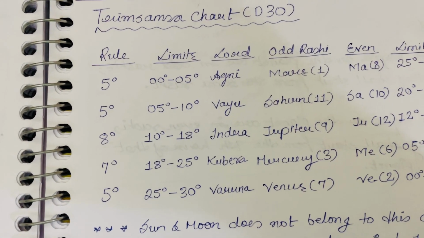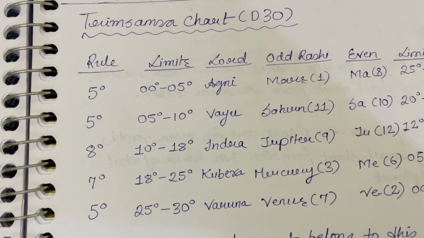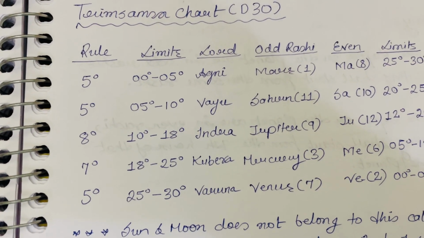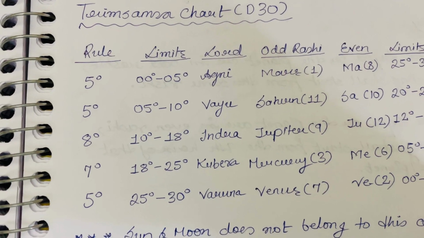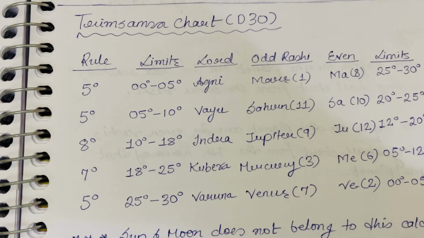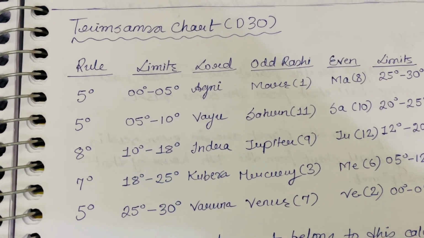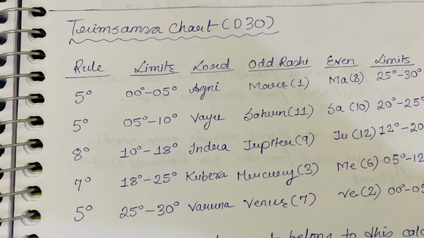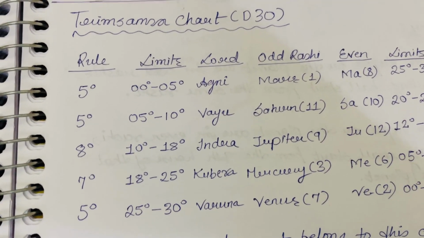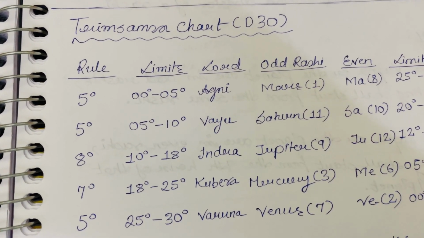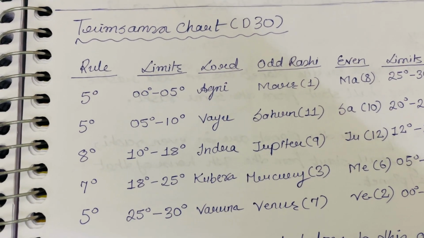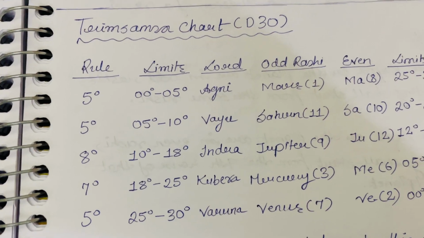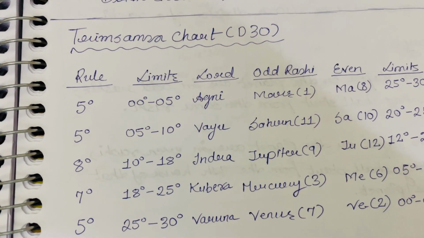As of now, we had already covered the Hora chart, the Drishkana chart, the Saptamsha chart, the Navamsha chart, as well as the Dwadashamsha chart. So all of these Varga charts we have covered. Today it's time to create and calculate manually the Trimsamsa chart, the D30 chart.